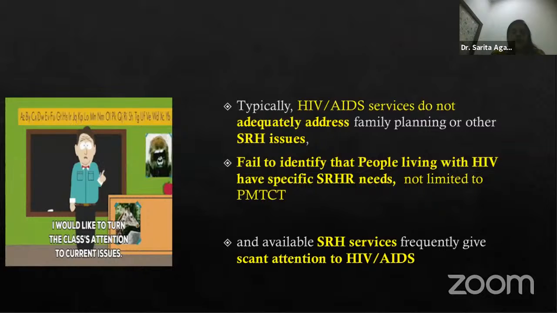Now let us look at the current scenario. If you look at the HIV and AIDS services, like if you go to the VCTC services, they do not adequately address family planning and SRH services. Suppose you go to the PMTCT center. The woman needs not only the prevention of vertical transmission of HIV to her child; at the same time, sometimes she wants a termination of pregnancy because she doesn't want to follow all these intricacies throughout the pregnancy, or she is already having children. In such cases, she may look for safe abortion practices.